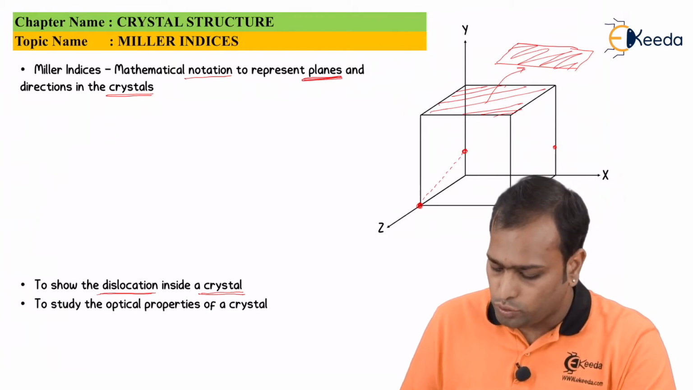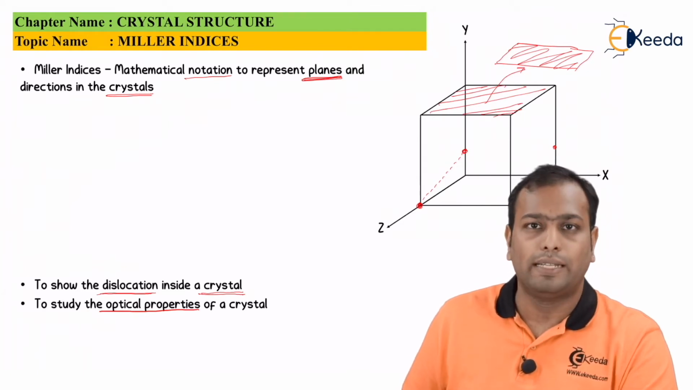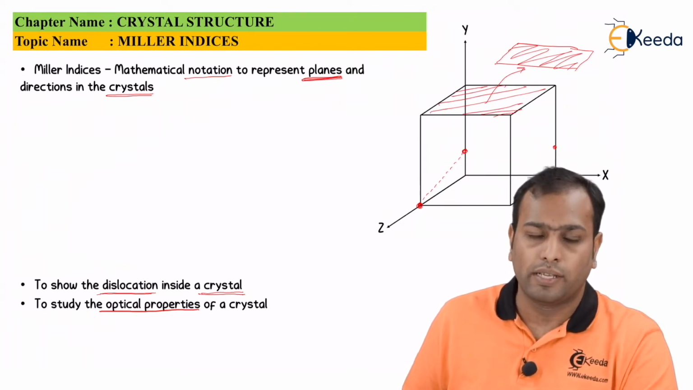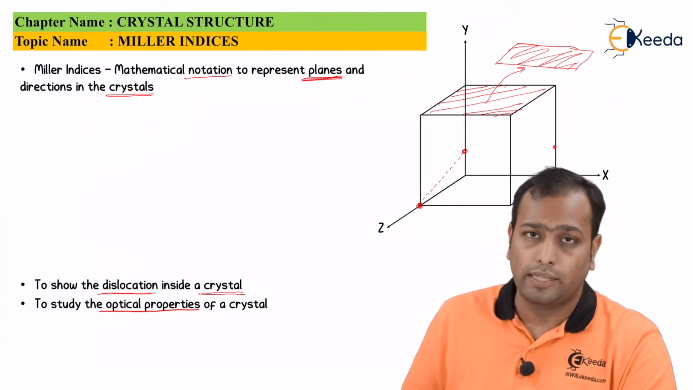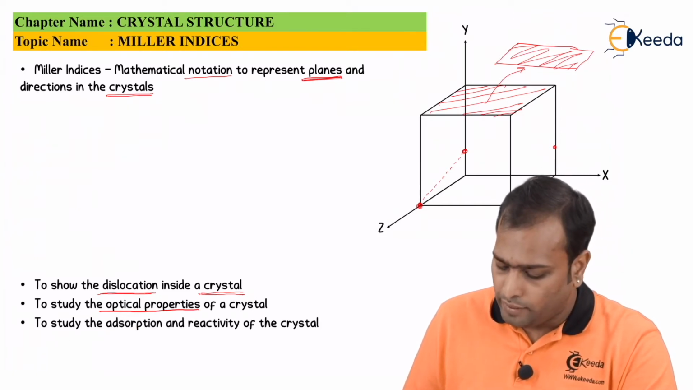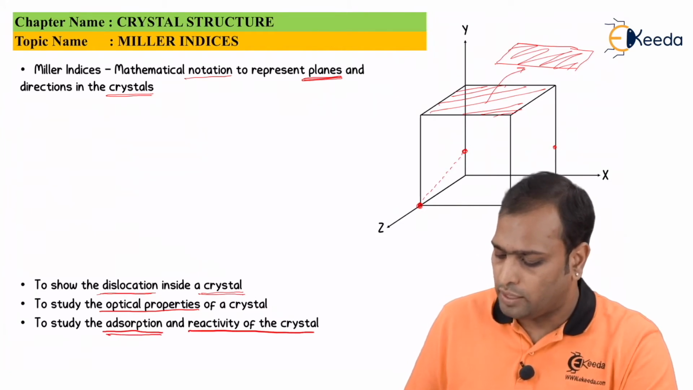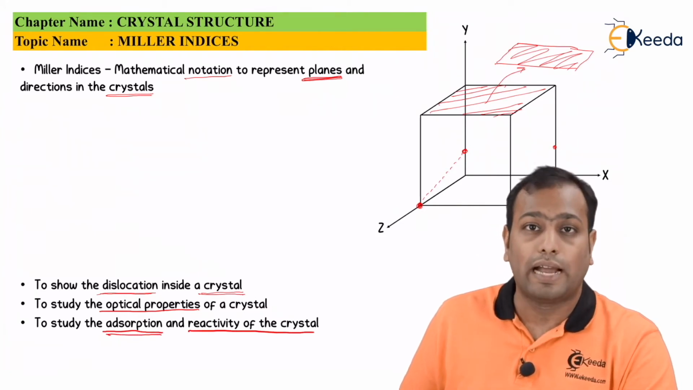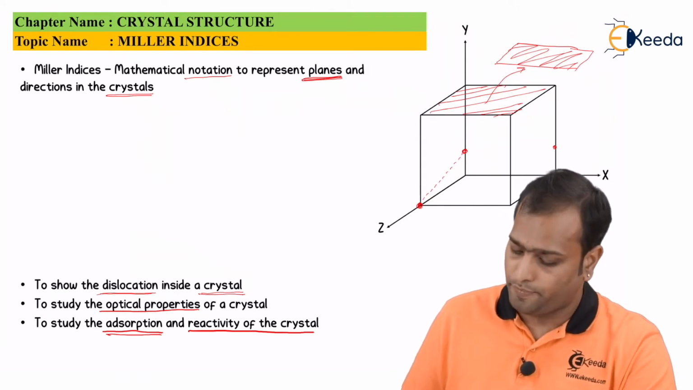Secondly, it is also used to study the optical properties of a crystal. As you know, diamond is a crystal, and optical properties include its light, its purity, and of course its luster. So, using this, we can also study the optical properties. Thirdly, we can also study the adsorption and reactivity of the crystal. Do remember, this is not the reactivity in chemical terms, this is the reactivity in terms of optics.